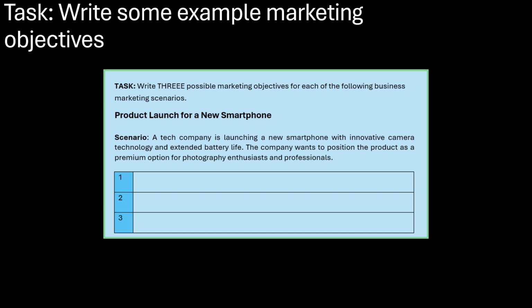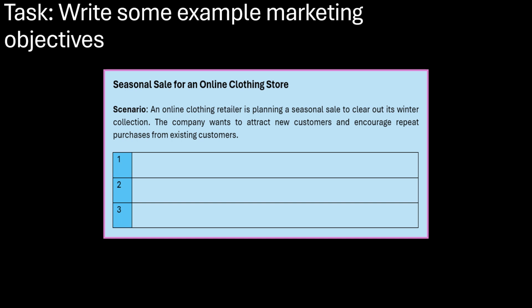Next up, another scenario for you. Seasonal sale for an online clothing store. The scenario for this one is an online clothing retailer is planning a seasonal sale to clear out its winter collection. The company wants to attract new customers and encourage repeat purchases from existing customers. So again, you could pause the video now and have a go at writing 3 example marketing objectives for that one.